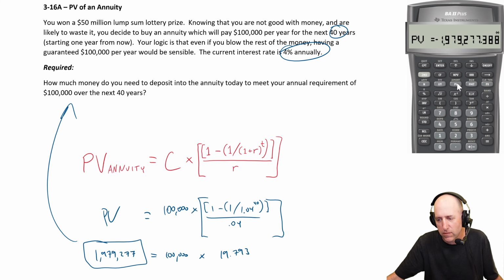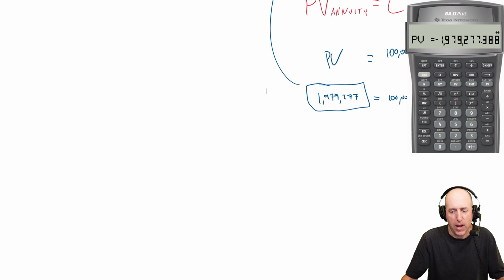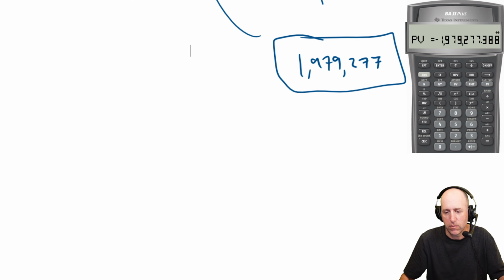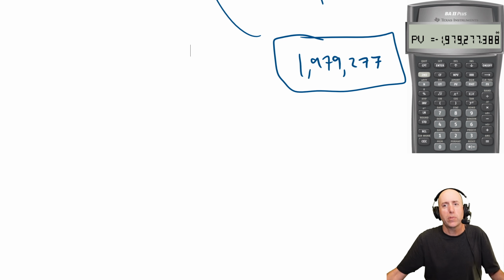So let's compute the present value, and you can see there negative 1,979,277, and that does indeed match with what we had figured, 1,979,277. Okay, we've solved the problem 2 ways.